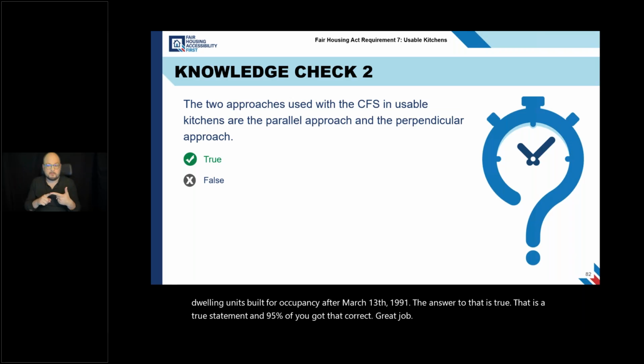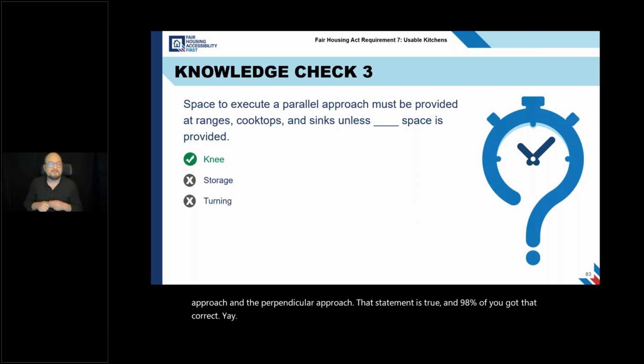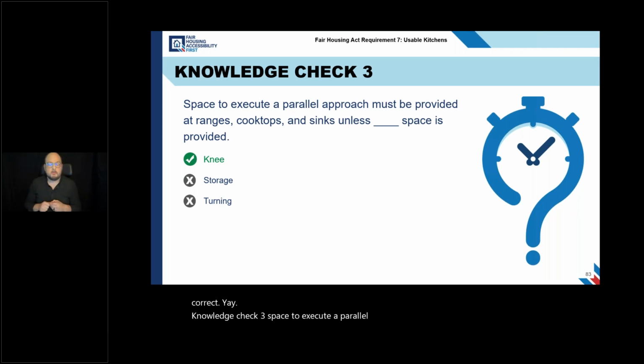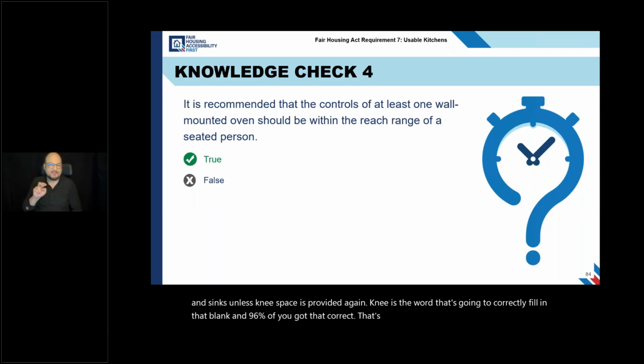Knowledge check 2. The two approaches used with CFS in usable kitchens are the parallel approach and the perpendicular approach. That statement is true, and 98% of you got that correct. Yay. Knowledge check 3. Space to execute a parallel approach must be provided at ranges, cooktops, and sinks unless knee space is provided. Again, knee is the word that's going to correctly fill in that blank, and 96% of you got that correct. That's fantastic.